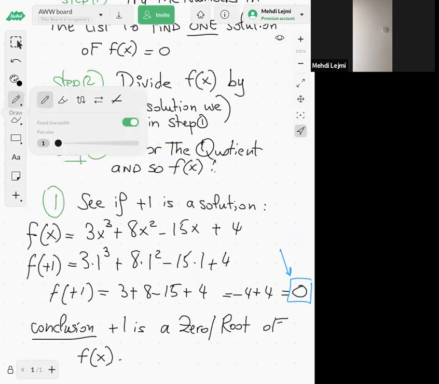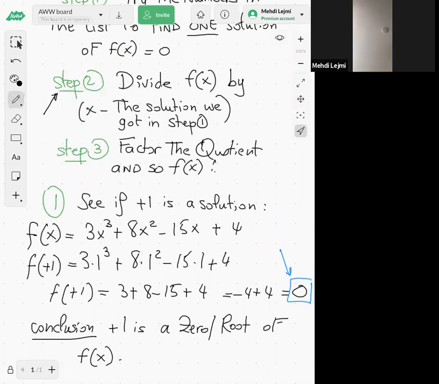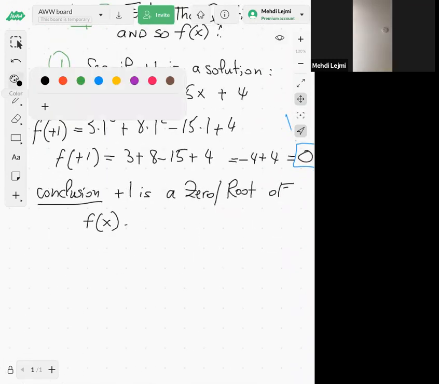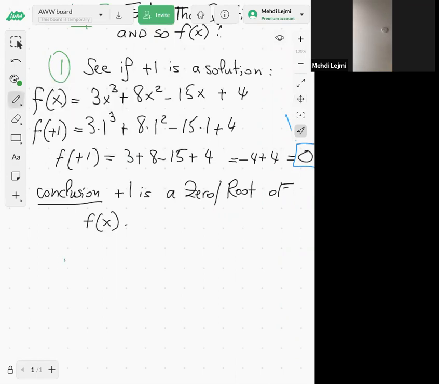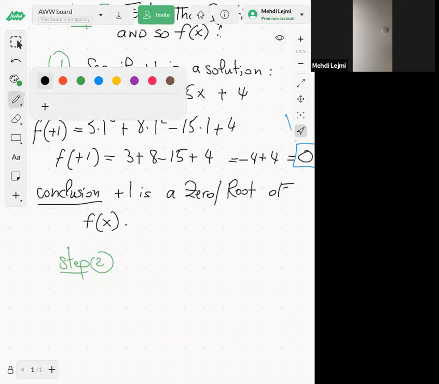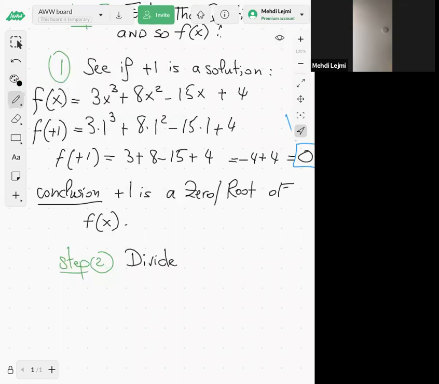Step 2 is to divide f of x by x minus that solution. So I'm going to divide now in the second step. I'm going to divide f of x by x minus the solution we got in the first step. So it's x minus 1, because 1 was the solution. So divide f of x by x minus 1.